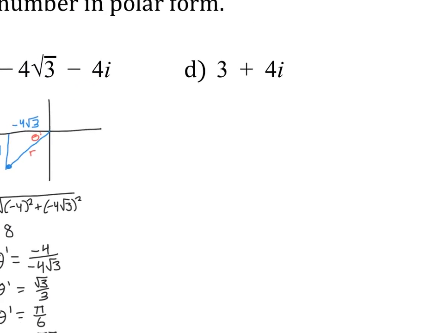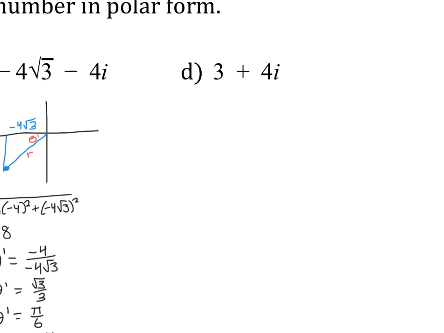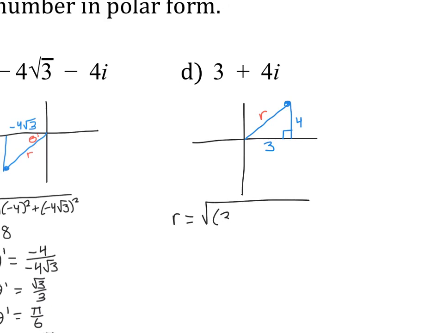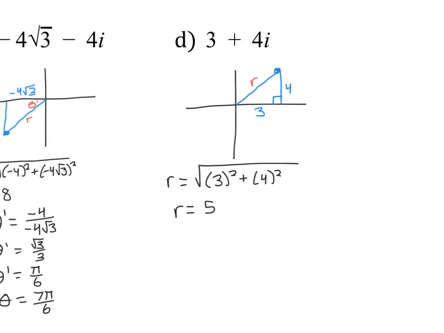Okay, we're going to do one more together. So here, again, let's plot it just so we know what quadrant we're in. +3, +4, so we're in quadrant 1. Let's find our r value, which is the modulus. So it's the positive square root of 3 squared plus 4 squared. So r is going to be the square root of 25, which is 5.